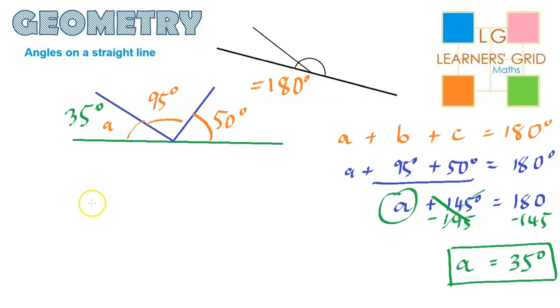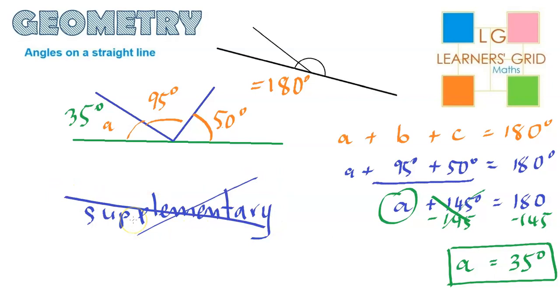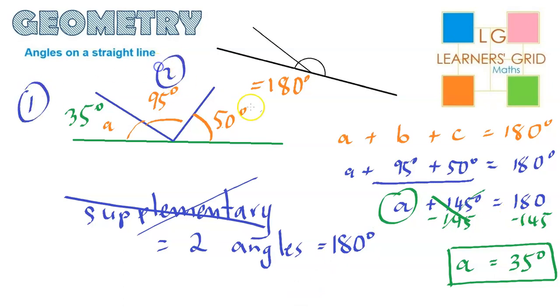And just one further note, these three angles are not supplementary angles. And the reason they're not supplementary angles is because there are three angles. For supplementary angles, you are only allowed to be considering two angles. Two angles need to equal 180 degrees. In this case, it's not two, it's 1, 2, 3. Okay, that's pretty much all there is to it.